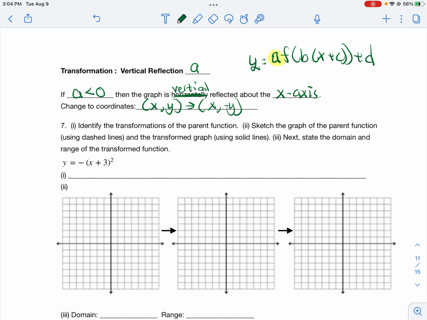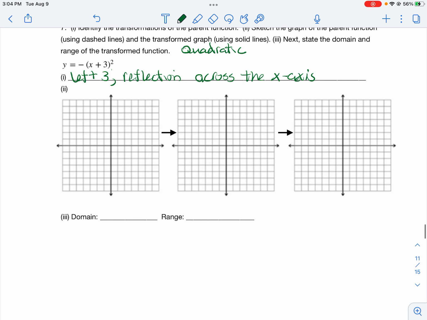Okay. So, identify the transformation of this graph. Well, our parent function is our quadratic function. And it's already in transformation form, so x plus 3, the plus 3 tells us to move to the left 3 units. And then A is outside the square operation, so that's negative 1, so that is a reflection across the x-axis. That is the transformation. So those are the only transformations we have.